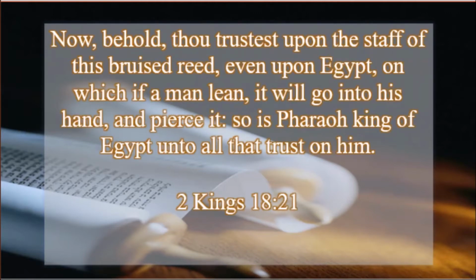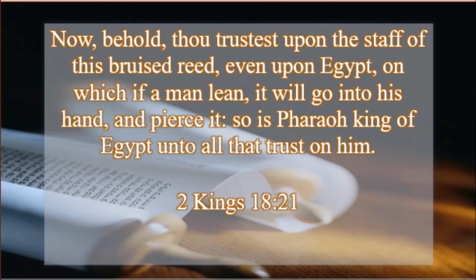2 Kings 18 verse 21. Now behold, thou trustest upon the staff of this bruised reed, even upon Egypt, on which if a man lean, it will go into his hand and pierce it. So is Pharaoh king of Egypt unto all that trust on him. Okay, I'm going to point two things out in this scripture, and we're going to come back to the second one a little bit later on to see another deeper meaning of it.